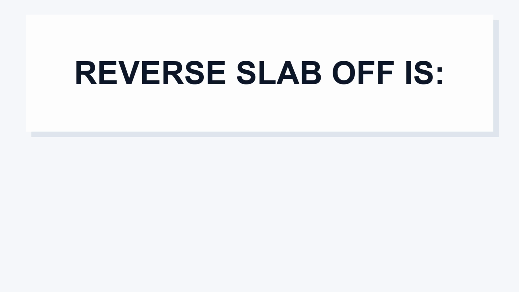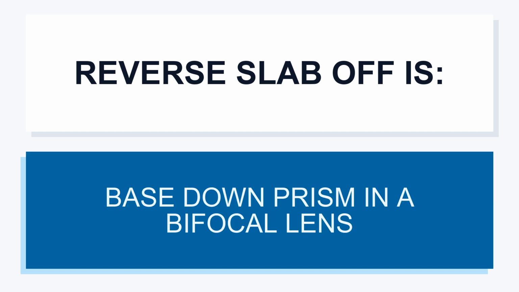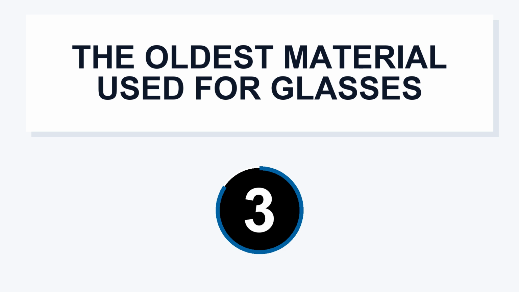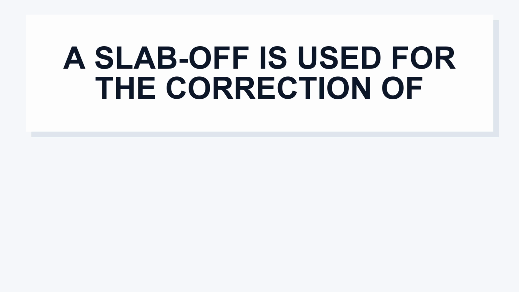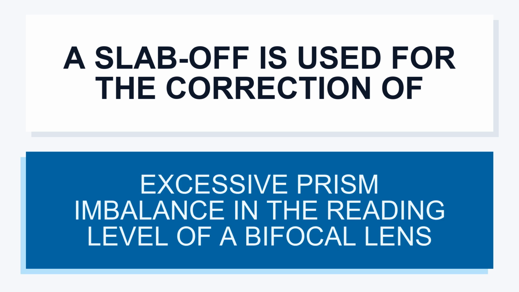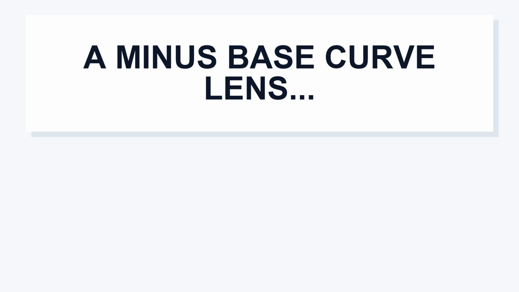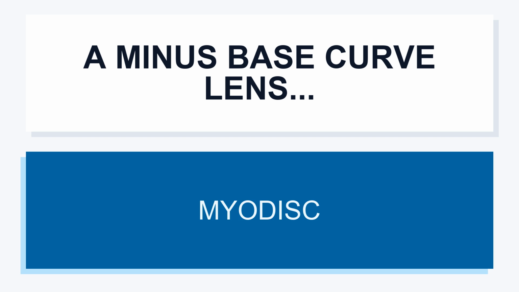Reverse slab off is base down prism in a bifocal lens. The oldest material used for glasses. Glass lenses. A slab off is used for the correction of excessive prism imbalance in the reading level of a bifocal lens. A minus base curve lens. Myodisk.